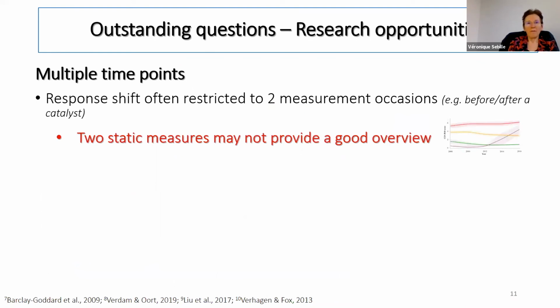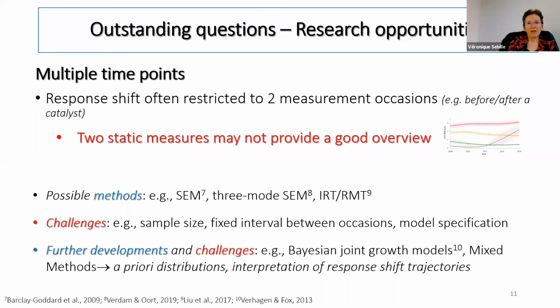Another way forward that we wanted to put forward was trying to see how we can handle multiple time points, because response shift is quite often restricted to two measurement occasions. That is, for instance, before and after a catalyst, but two static measures might not provide a good overview of what is going on if we have more than two measures. Maybe it's too bad to just use two. So possible methods have also been put forward and used, such as extending SEM to many measurement occasions, or using three-mode SEM, or also extending the use of item response theory or Rasch measurement theory to multiple time points.